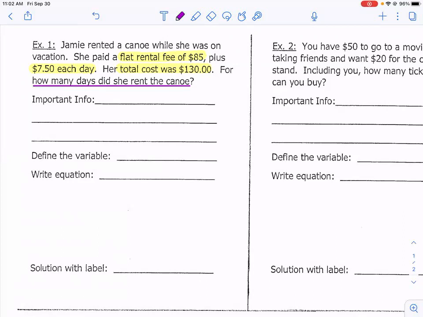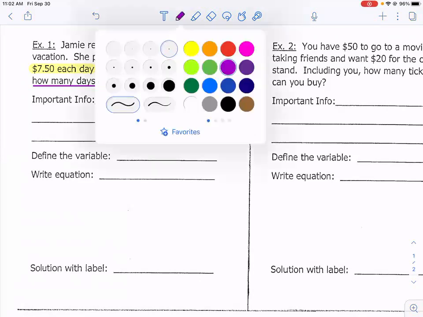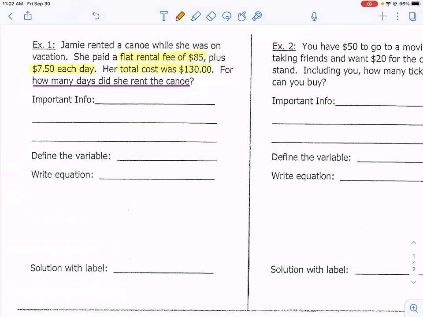So what I've highlighted in yellow, that's our important information. She has a rental fee of $85. We are paying $7.50 each day. What's another way to say each day? Per day. I think per was one of those words for us in our list of operations. Remember, we all purred like kittens that day? Or I did.